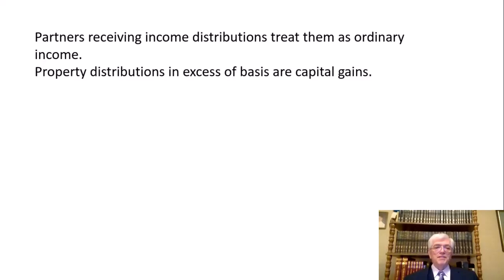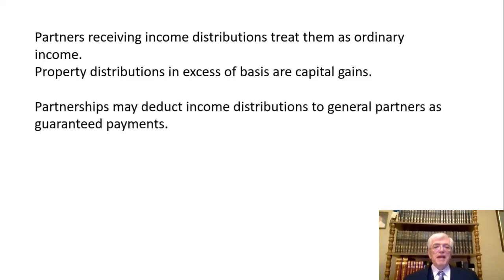So clearly the partners, if they're terminating the partnership, probably would like as much of that to be capital gain as possible, all else equal. But if it's cash basis receivables or unstated goodwill, it's going to be ordinary income. Partnerships may deduct income distributions to general partners as guaranteed payment. If this is a liquidating distribution to retire a particular partner, but not a liquidation of the partnership, then those deductions will be important to the remaining general partners.